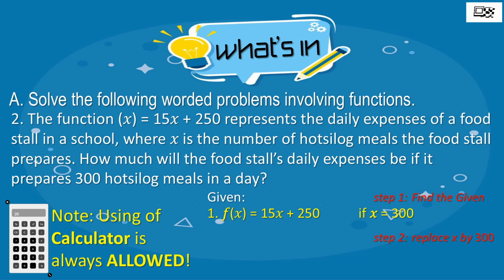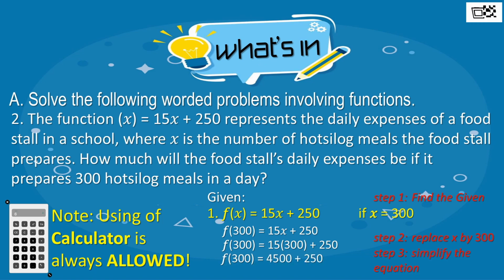Replace x by 300. So, f of 300 equals 15x plus 250. Palitan na natin ang value ng x ng 300. 15 times 300 plus 250. Simplify the equation. Multiply natin ang 15 sa 300, makukuha natin ang 4,500. At i-add natin ang 250 para makuha natin ang total na 4,750.